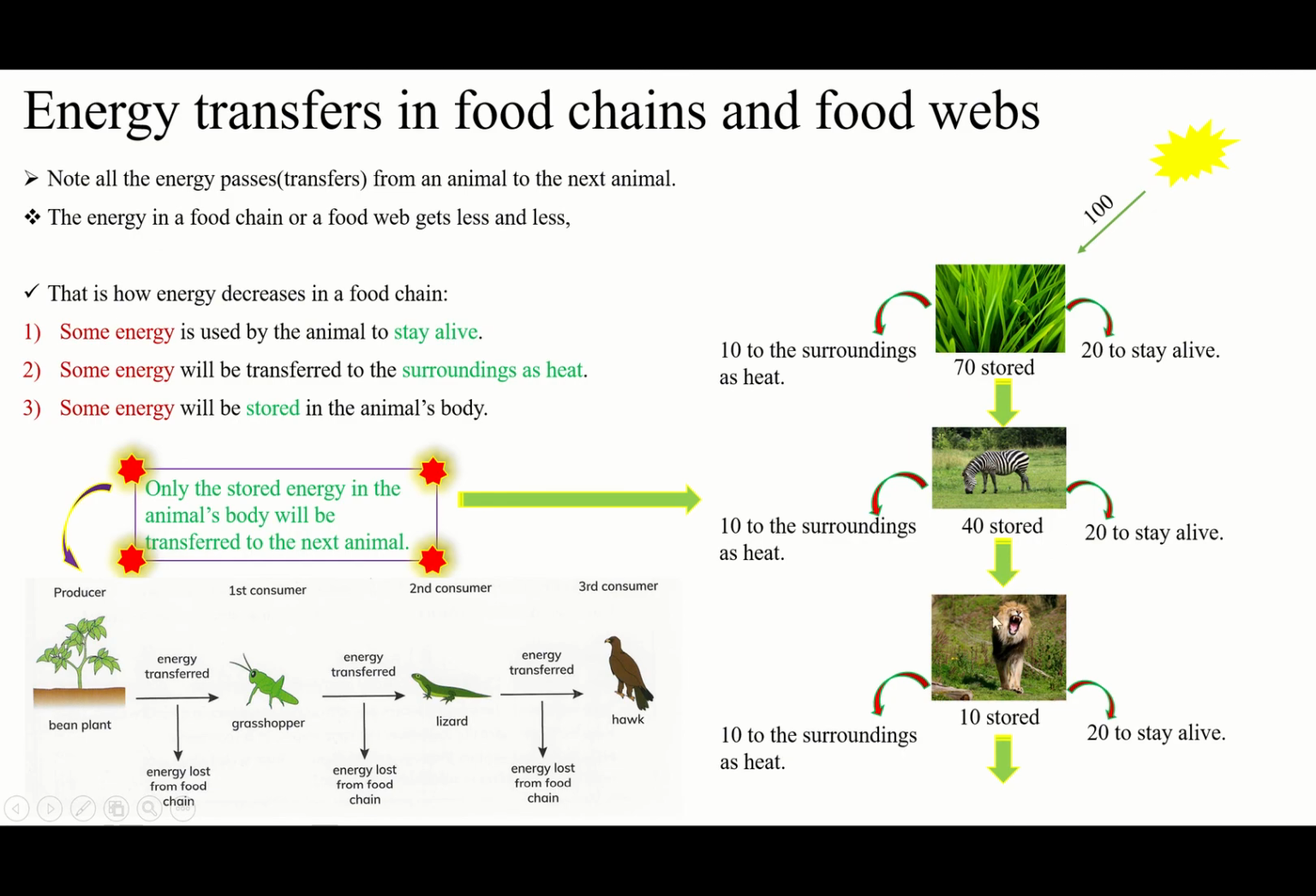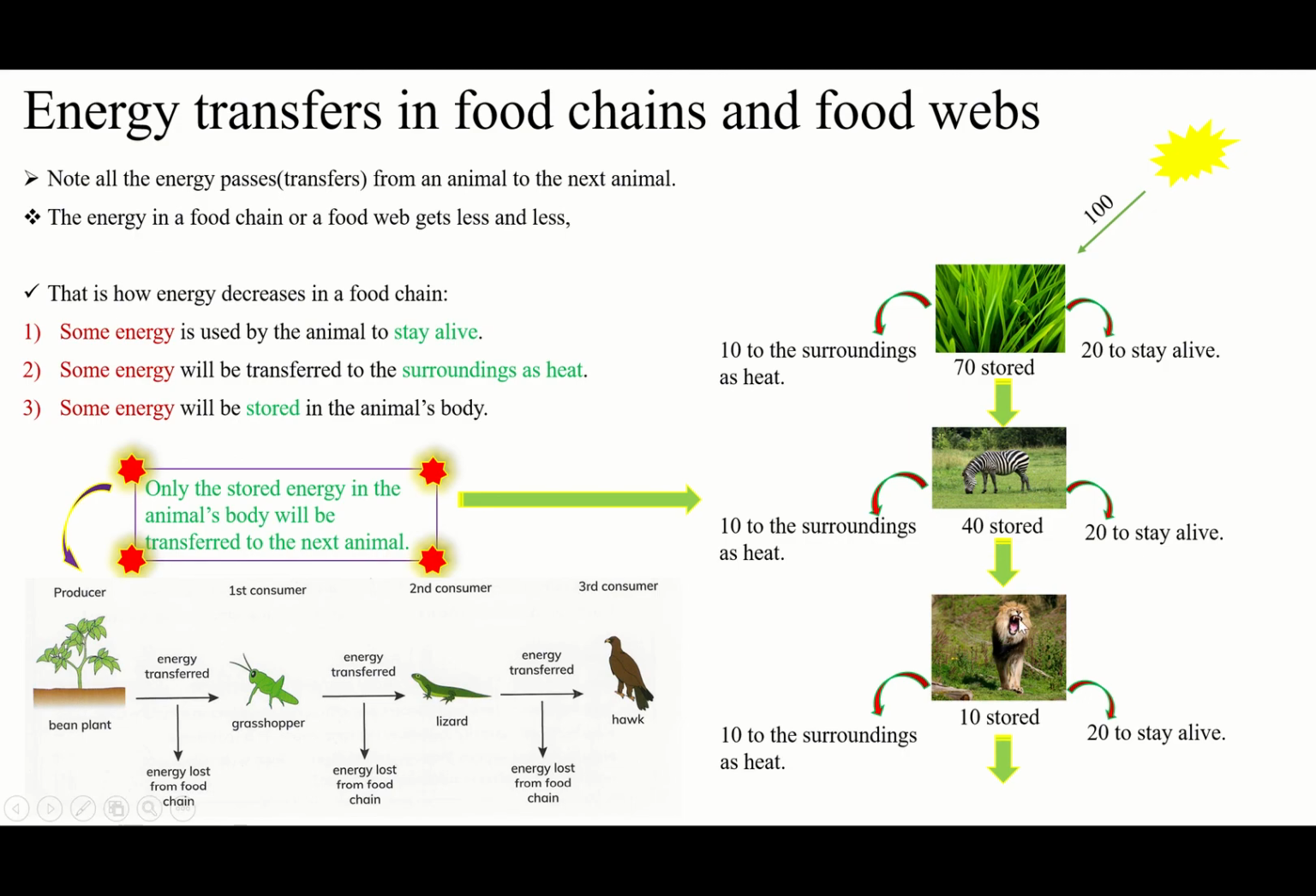So, when a lion is going to eat the zebra, what's going to happen? The lion will take only 40. Why? Because the lion cannot get the 20 that was used to stay alive and the 10 to the surroundings. Only how much is stored in the body? We said only 40 is stored in the body. It means 40 will transfer to the lion.